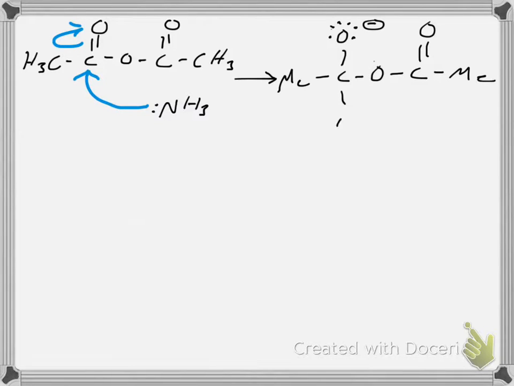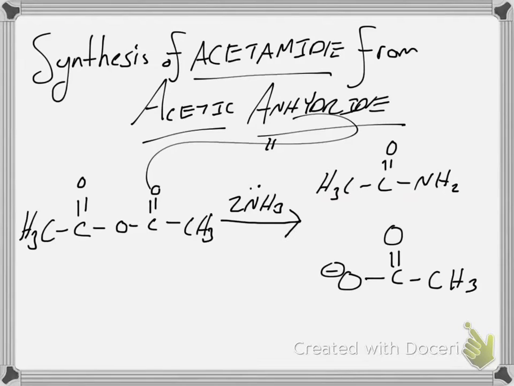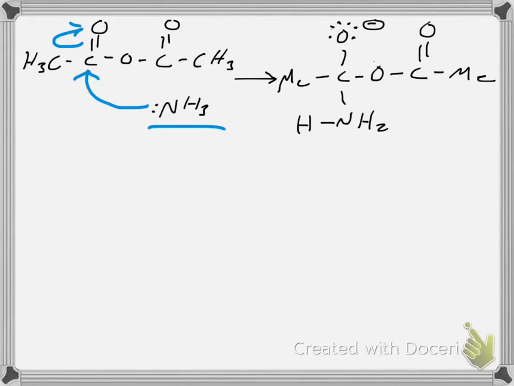Now, right here, we have attached our NH3. But let's not write it like that. Let's write it out a little bit differently. How about we write it NH2 and put our H on the other side. Now, you'll see why this is important in the next step. Well, if you remember, I said we had 2 equivalents of ammonia. So this was our first equivalent that we used. Now we're going to use our second equivalent of ammonia in this reaction.